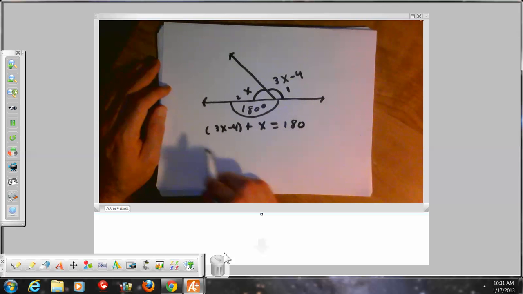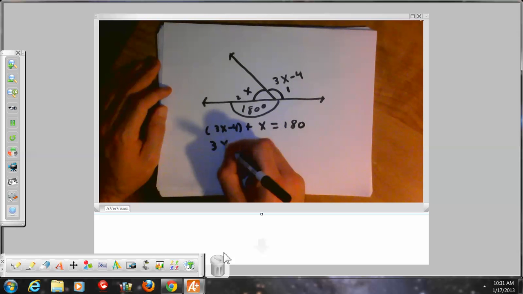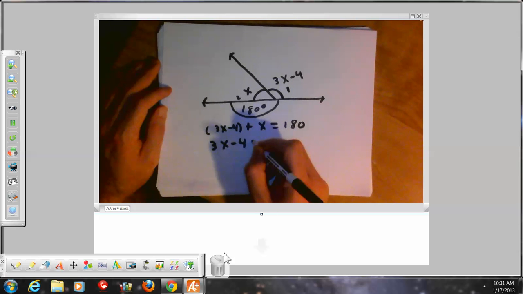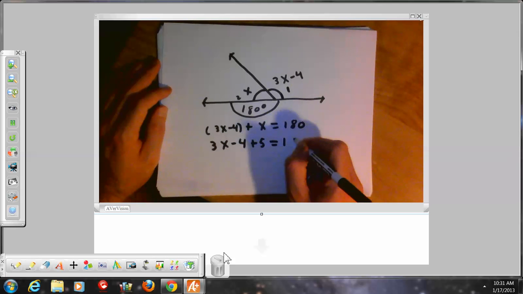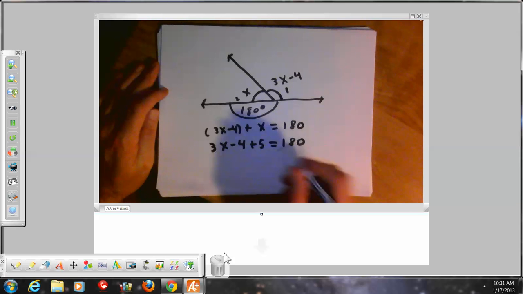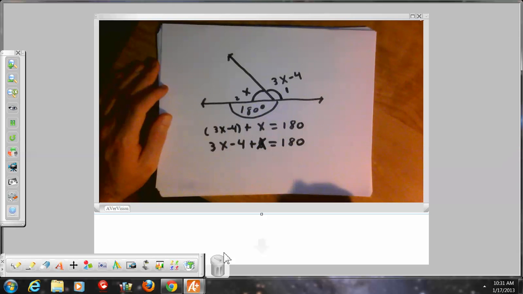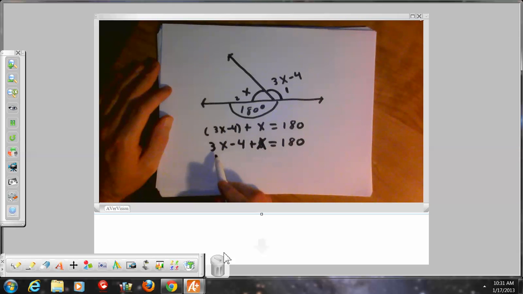Okay? Now, since there's nothing in front of the parentheses, there's nothing on the other side of the parentheses, we can just remove it. We don't have anything to distribute. There's no negative sign, no nothing. So 3x minus 4 plus x is equal to 180. Oops, that should be an x, not a 5. Right. So we have 3x plus x.